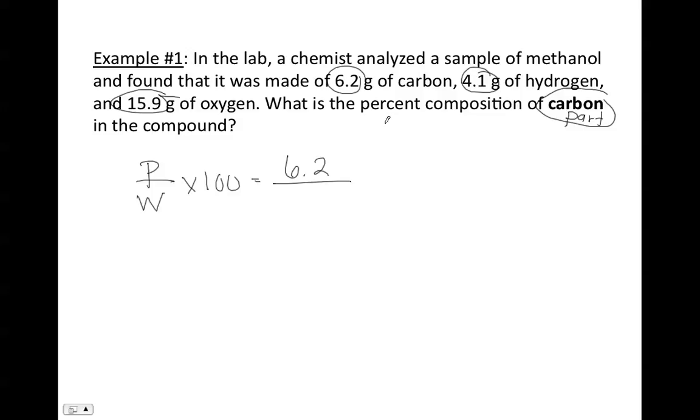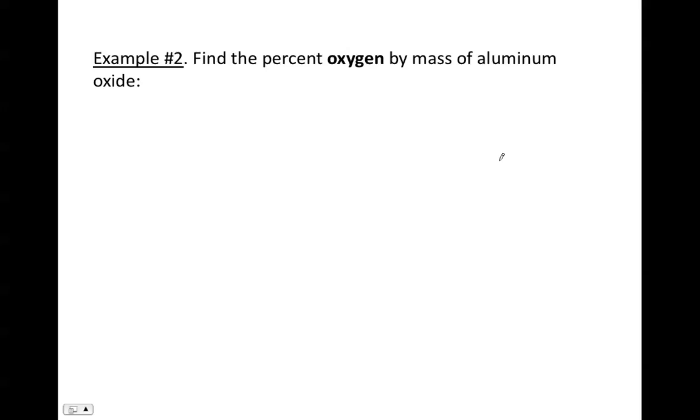When I add that together, I get a mass of 26.2 times 100 to complete the numerical setup. And when I plug that in, I get 23.7, and then our unit is going to be percent. So we have out of this compound 23.7% by mass for carbon.